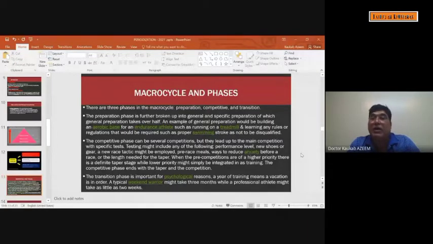The competitive phase can be several competitions, but they lead up to the main competition with specific tests. Testing might include any of the following: performance level, new shoes or gear, a new race tactic might be employed, pre-race meals, ways to reduce anxiety before a race, or the length needed for the taper. When the pre-competitions are of a higher priority, there is a definite taper stage, while lower priority ones might simply be integrated in as training. The competitive phase ends with a taper at the competition.